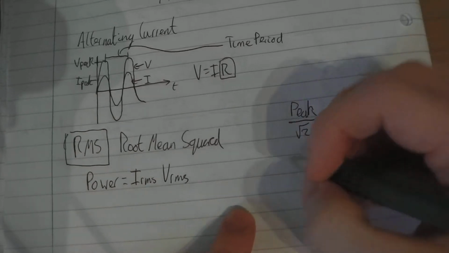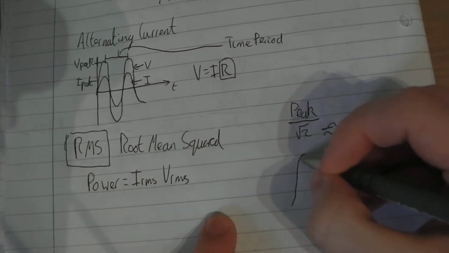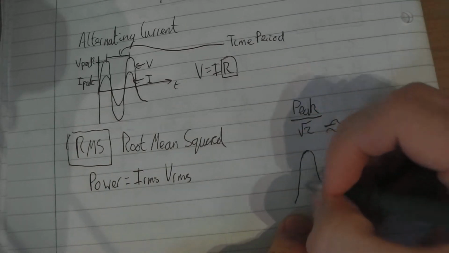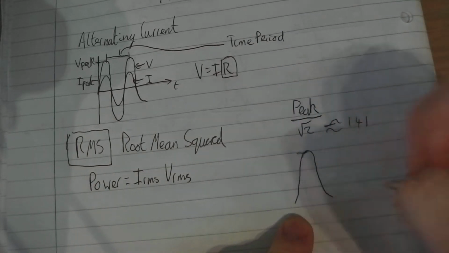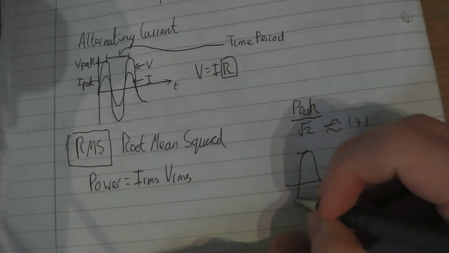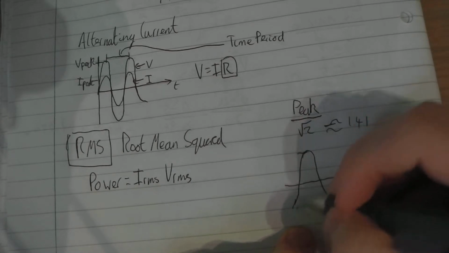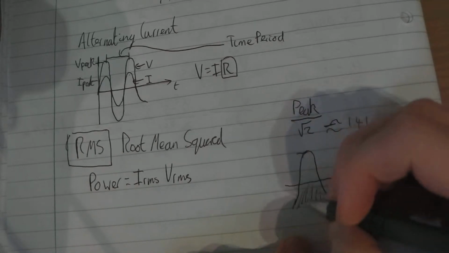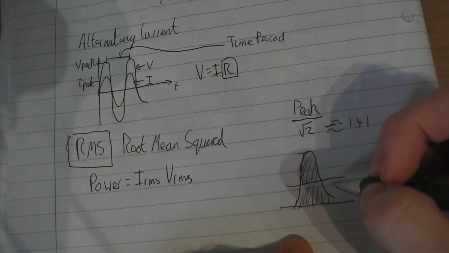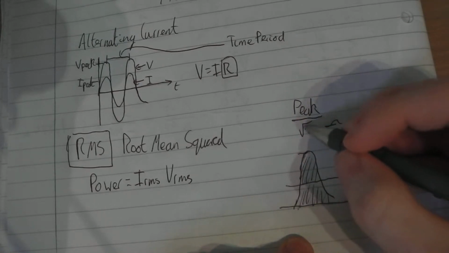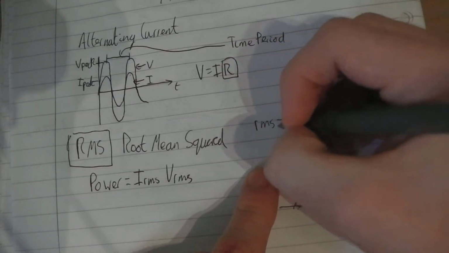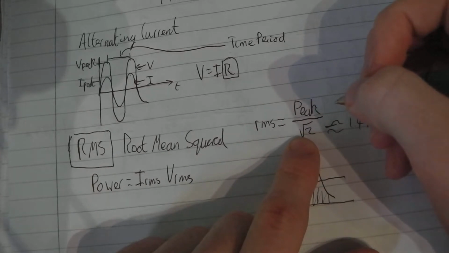The reason you divide by root 2 is, if you imagine here, you have one little bit of a wave. If your peak value is up here and you divide it by 1.41, it'd be roughly about here. And then on your wave, you have the same amount of area below, between the axes and that, as you do above. Hence why on a sinusoidal wave, RMS equals peak over root 2.